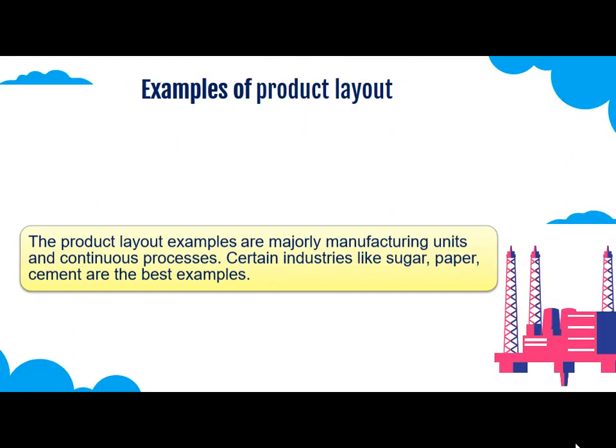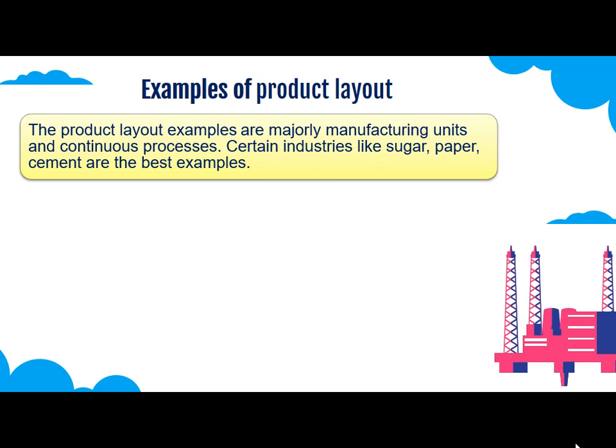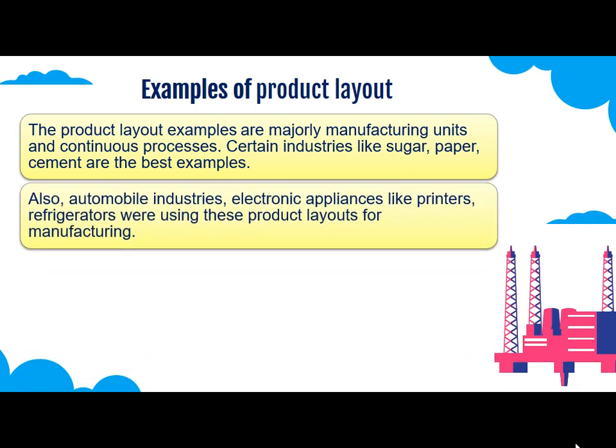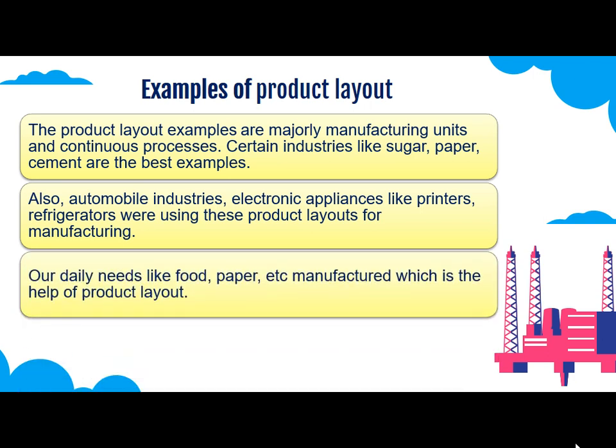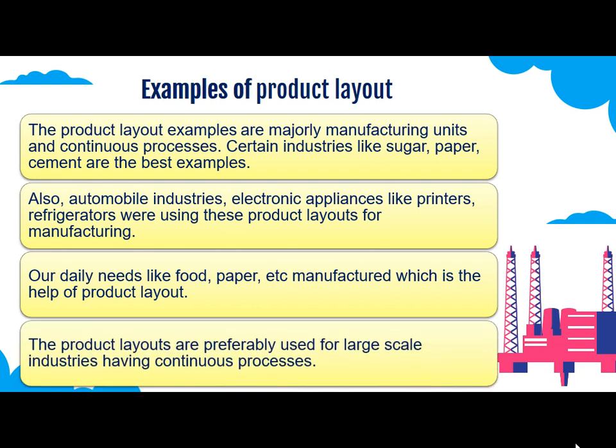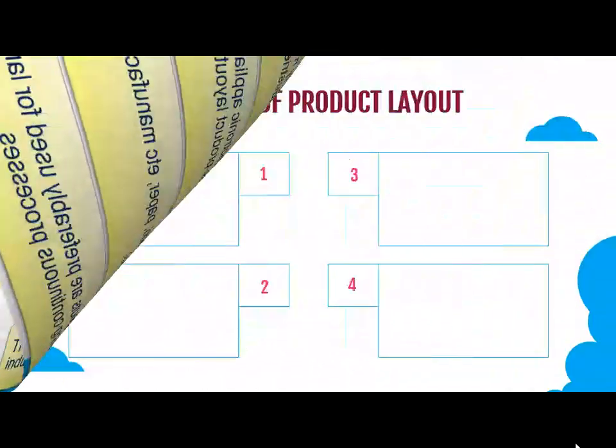Now we will see examples of product layout. The product layout examples are majorly manufacturing units and continuous processes. Certain industries such as sugar manufacturing, paper, and cement are the best examples of product layout. Also, automobile industries and electronic appliances like printers and refrigerators use these types of product layouts for manufacturing the products. Our daily needs like food, paper, etc. are manufactured with the help of the product layout. The product layouts are preferably used for large-scale industries having continuous flow processes.